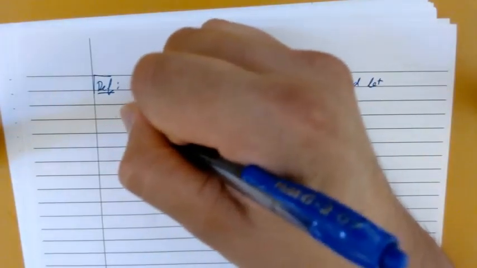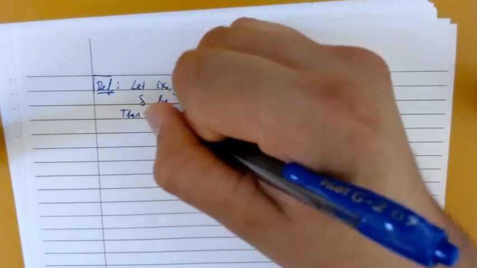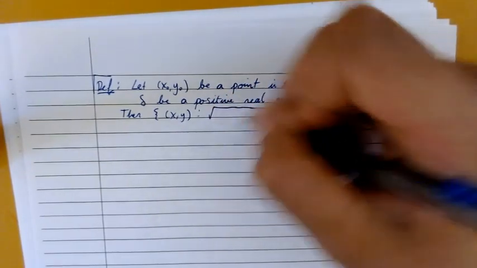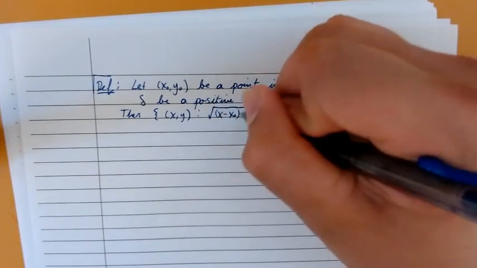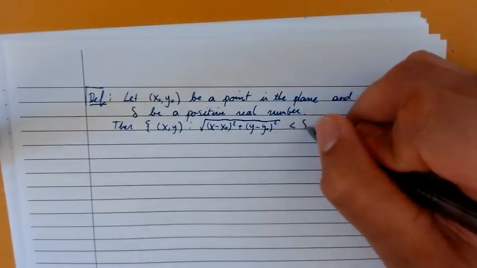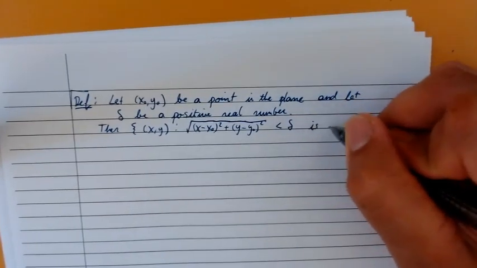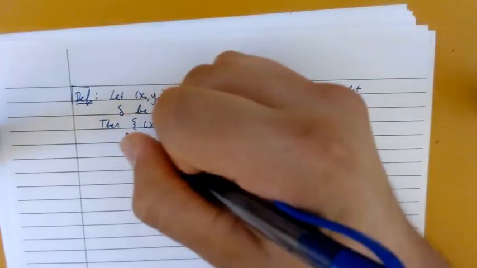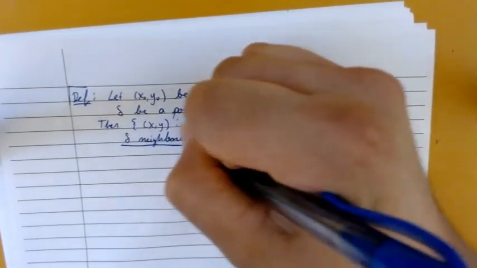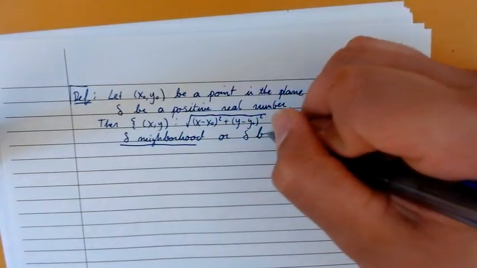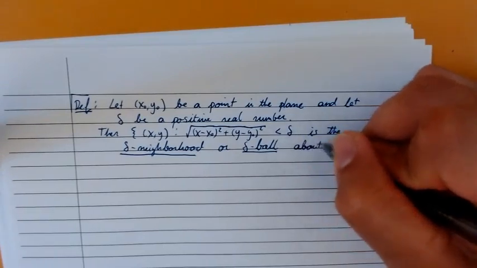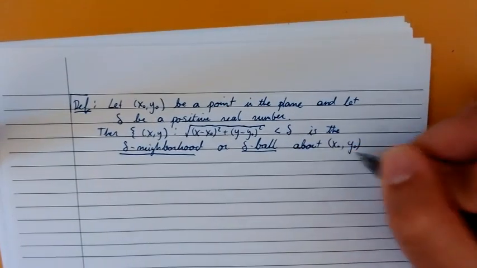Then, the set of x comma y such that the square root of x minus x naught quantity squared plus y minus y naught quantity squared is less than delta is called the delta neighborhood, or sometimes called the delta ball, about the point x naught comma y naught. Okay.